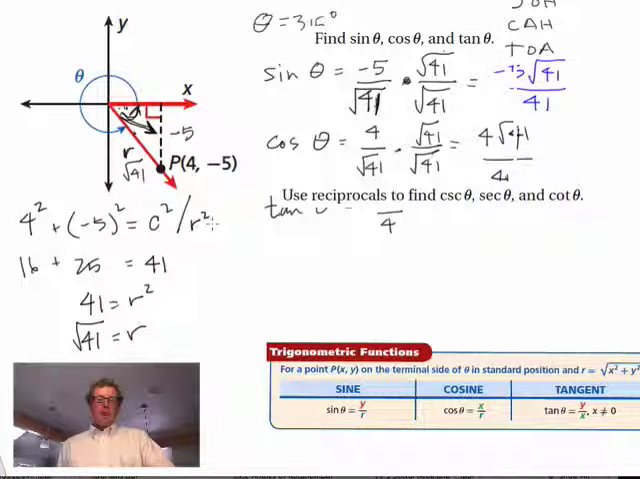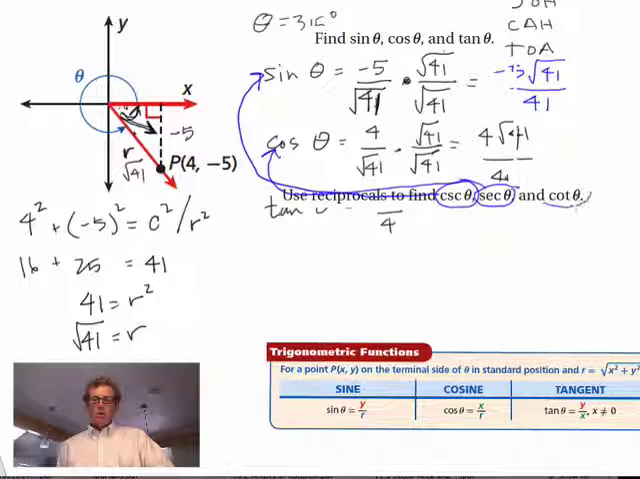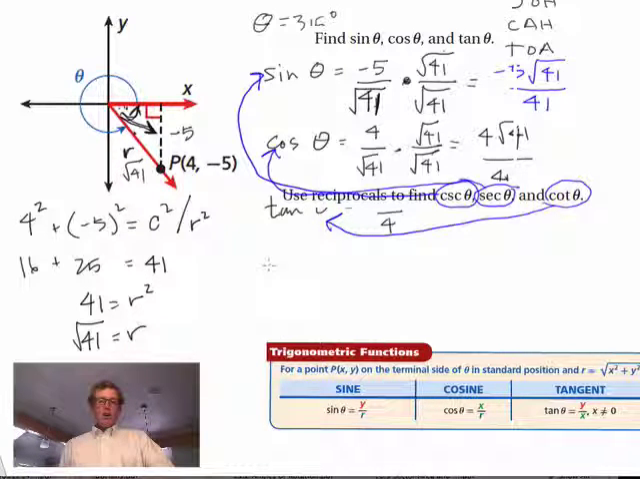Now remember that cosecant, let's get another layer here. Cosecant is directly tied in with sine. Secant is the reciprocal of cosine, and cotangent is the reciprocal of tangent. So knowing that, it's pretty easy to do the math. I'm going to write first cosecant of theta is just going to be the inverse of -5 root 41 over 41. So 41 over -5 root 41.